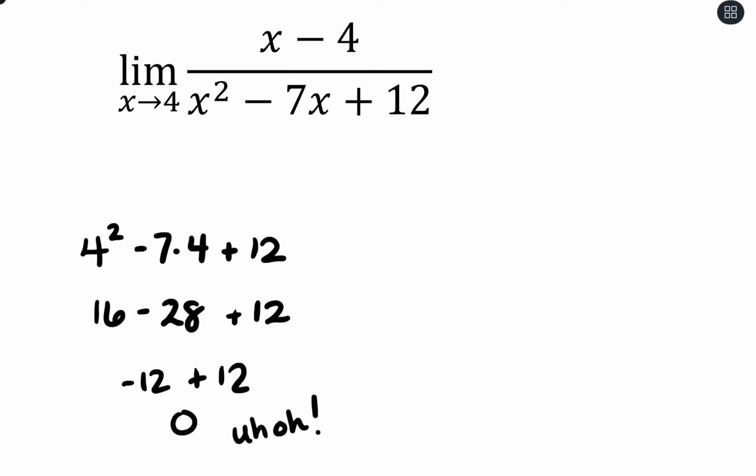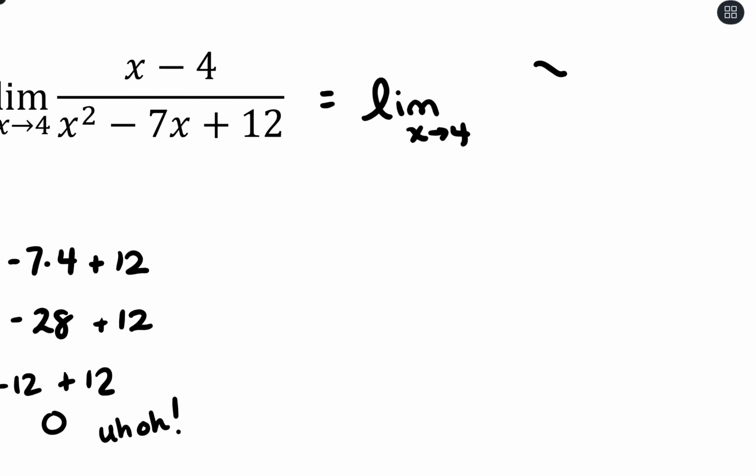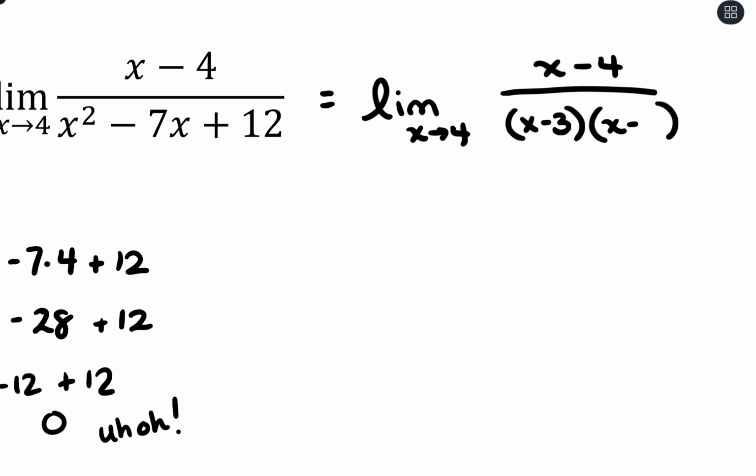So this is where we're going to need to simplify this in a way so that I can plug in 4. So with a scenario like this, we're still evaluating our limit as x approaches 4, so I need to keep that notation there. There isn't really anything I can do with the numerator, but what I can do is factor the denominator. So 2 values that multiply to 12 but add up to -7, that should be a -3 and a -4.